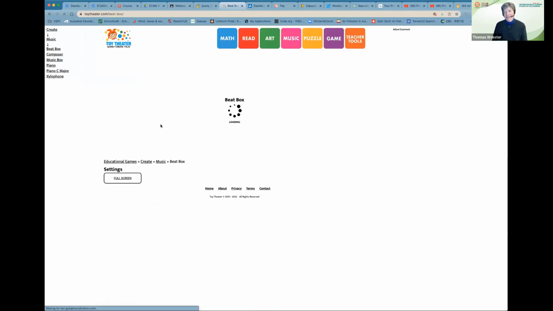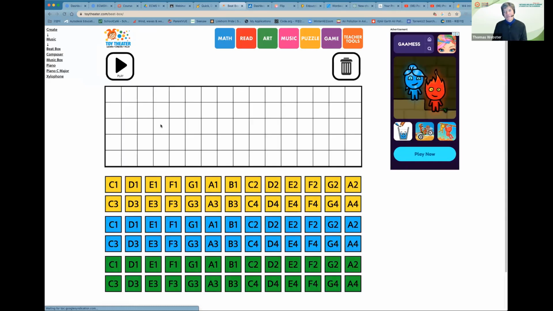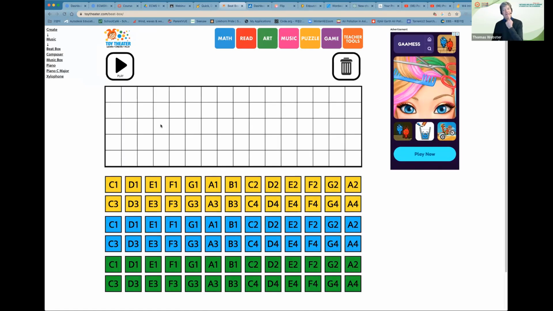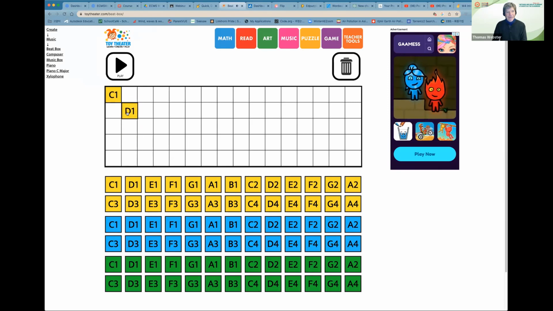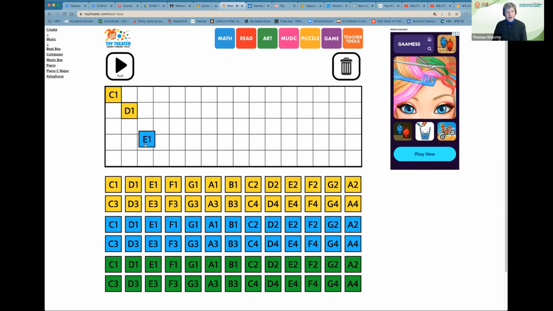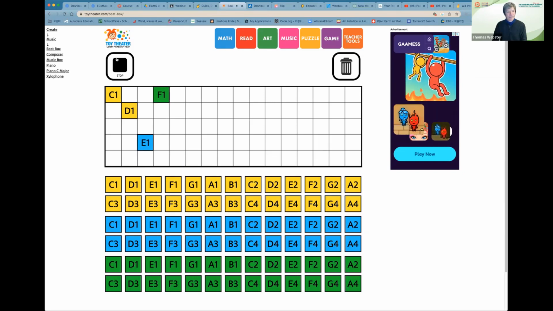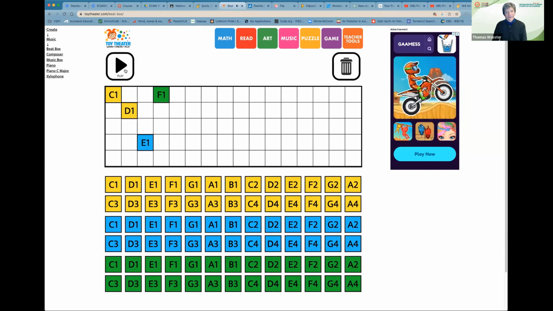Look at this beatbox. You know beatbox? Beatbox is music. It's with your mouth. It's like boom, right? So look what you do. You grab one of these and you put it here, and you just grab notes and move them around. Watch what happens when I push play. And then I can add more to my sound.